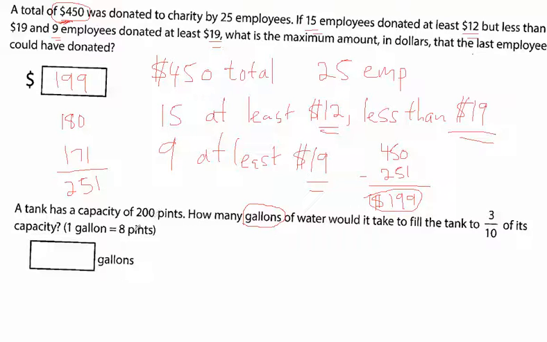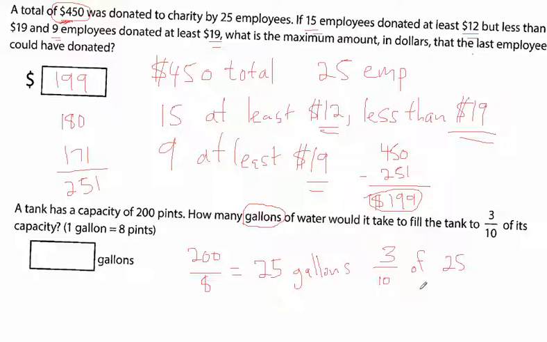200 pints, 8 pints per gallon. So now we can figure out how many gallons the capacity is. 200 divided by 8, and if we use a calculator, we will find that that is 25, so this tank's capacity is 25 gallons. How many gallons would it take to fill 3/10 of its capacity? Really we want 3/10 of 25, because that is the ratio of its capacity.